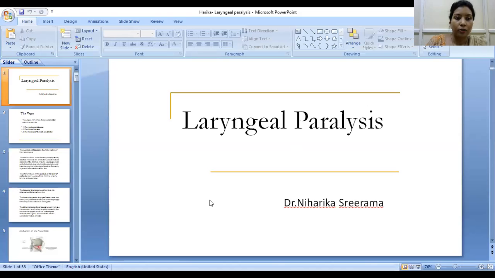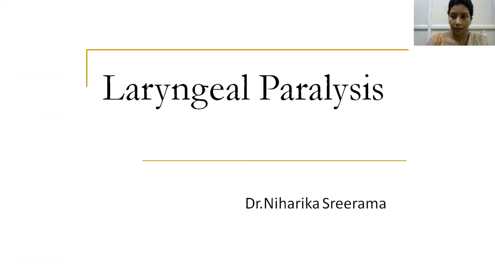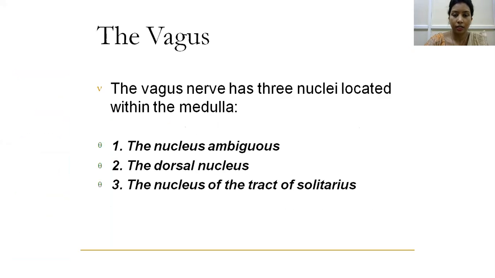We will continue with our topic, laryngeal paralysis. We have finished the details of the nerve course in the previous lecture. Briefly, we have discussed the nuclei of the vagus nerve present in the medulla, namely these three nuclei: nucleus ambiguus, the dorsal nucleus, and the nucleus of tractus solitarius.